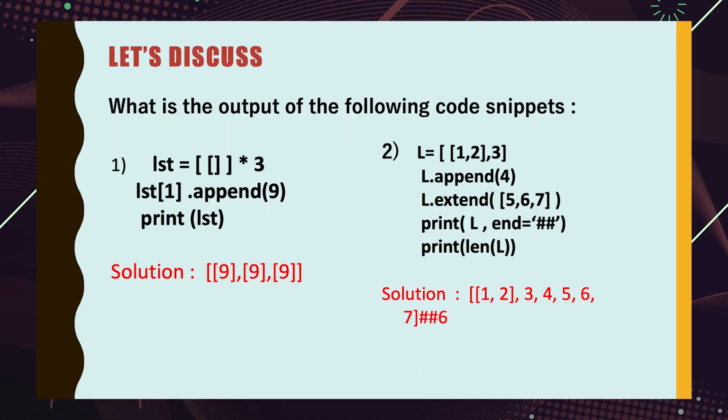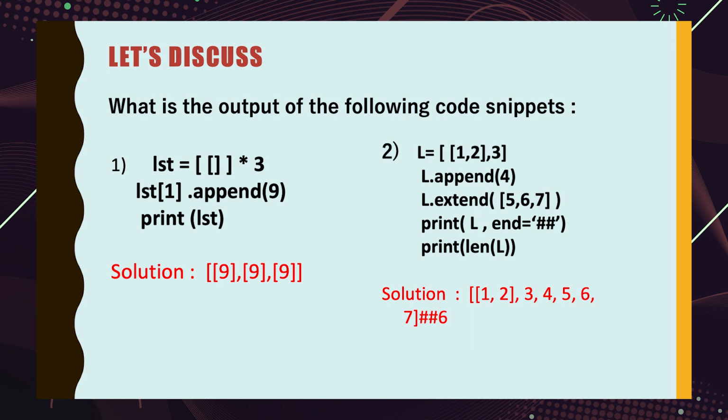Now let's discuss some output based questions on list for better understanding of the concept. See the code here. List equal to square bracket within square bracket asterisk 3. List 1 dot append 9. The result is a nested list containing 3 lists as elements that contain the 9 value.